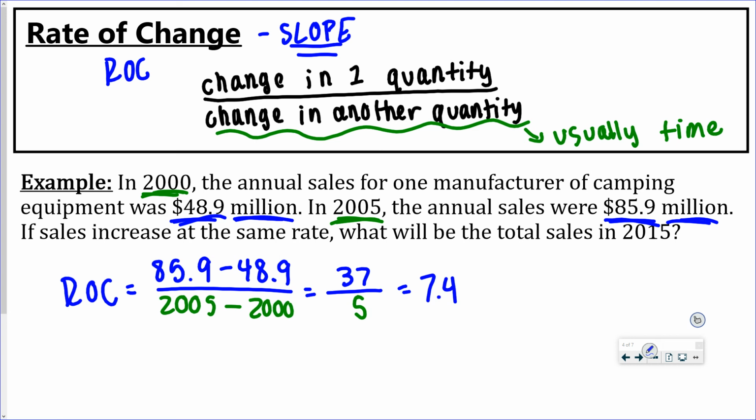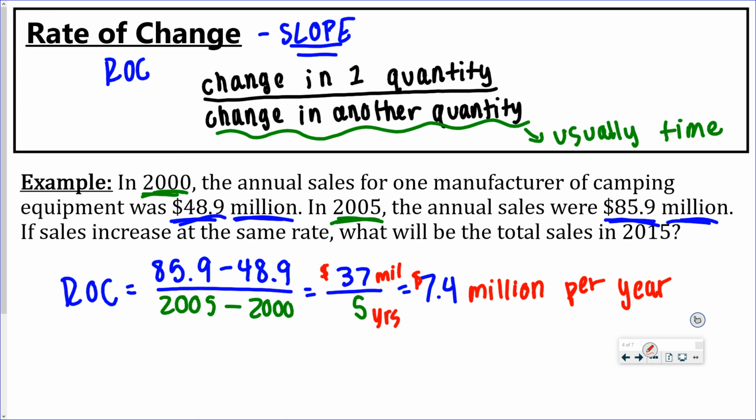Okay, let's think about units here for a second. In my numerator, these were in millions of dollars. So the sales increased $37 million over 5 years. So what's this number? It is a slope. But what is it in terms of units? Million per year. How much it changed each year? 7.4 million per year. That's how much it increased in just 1 year.